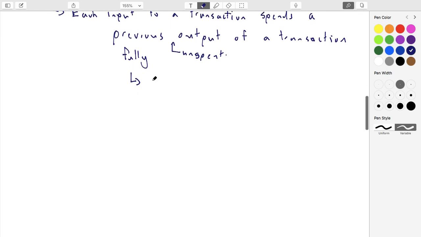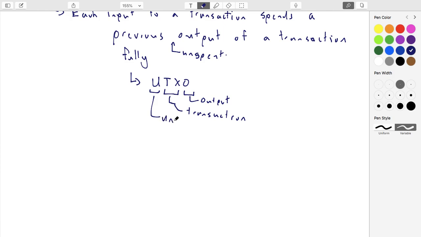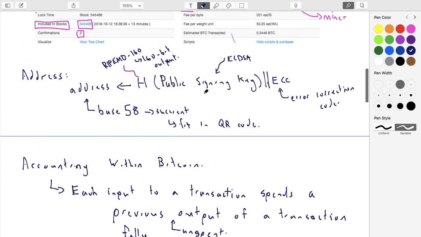And just to introduce some jargon, we call this unspent transaction output exactly that. So it's a bit of a mouthful, but we often abbreviate it to UTXO. So unspent transaction output: TX is sometimes a short form for a transaction, and then O is output. Okay, so UTXO, unspent transaction output.